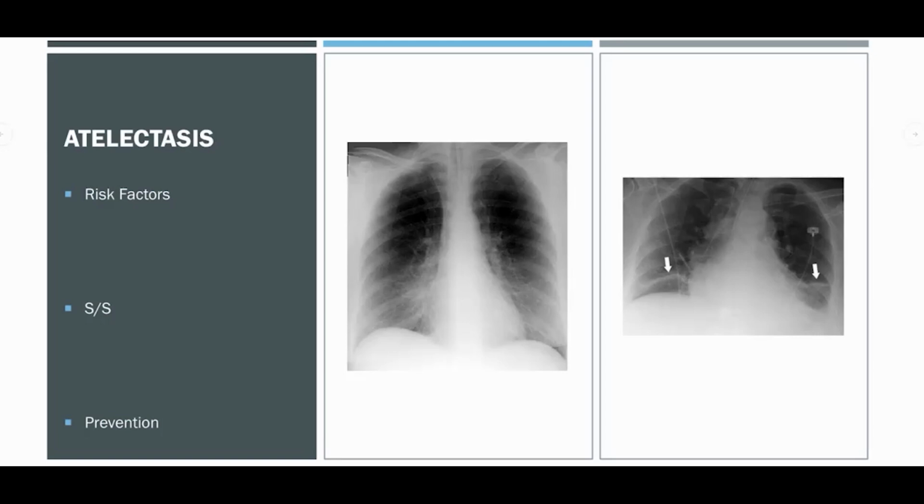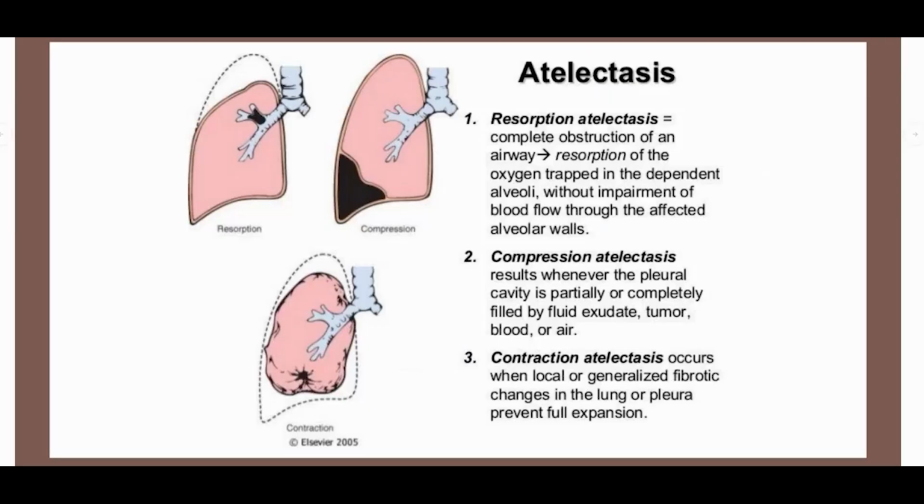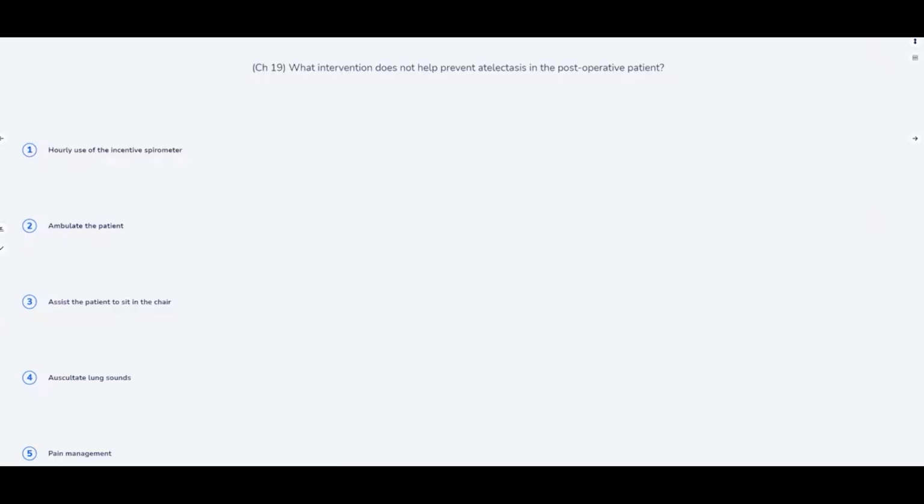We want to prevent this in anyone that's sedentary, post-op, or hospitalized. You can think of atelectasis developing. This slide talks about some different variations of it, but you're not necessarily needing to know that. Just know what atelectasis is: a collapsing of the alveoli causing diminished lung function. It's a common problem in the hospital and post-op situations.